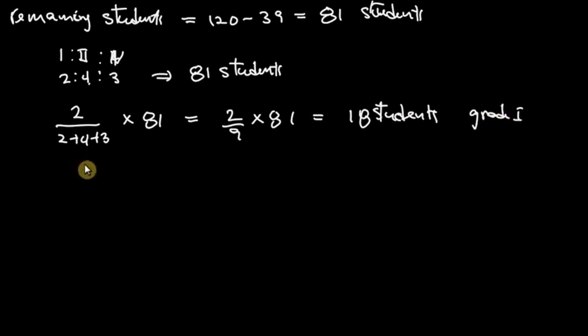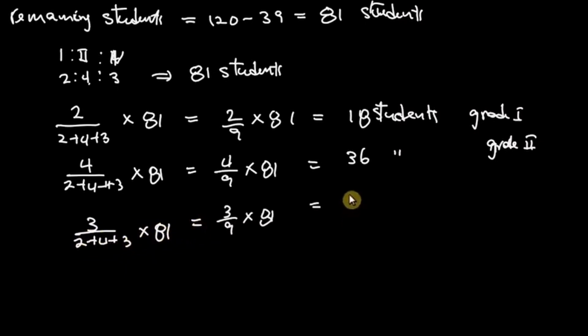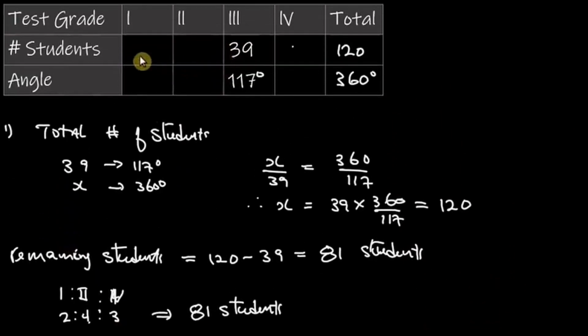Similarly, we could write that 4 over 2 plus 4 plus 3 times 81, which is equal to 36 students who received the passing grade at 2. And finally, 3 over 2 plus 4 plus 3 times 81. That would represent a total of 27 students who received a pass at grade 4. So we could enter this information into our table here. The number of students who passed at grade 1 would be equal to 18. The number who passed at grade 2 would be equal to 36. The number who passed at grade 4 is equal to 27.